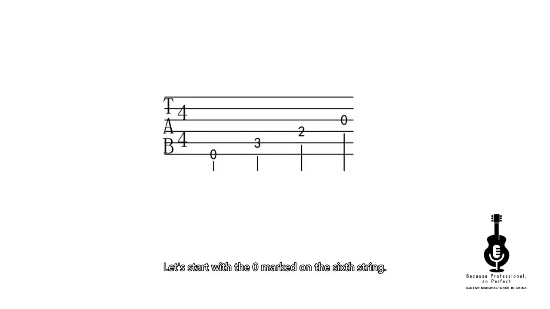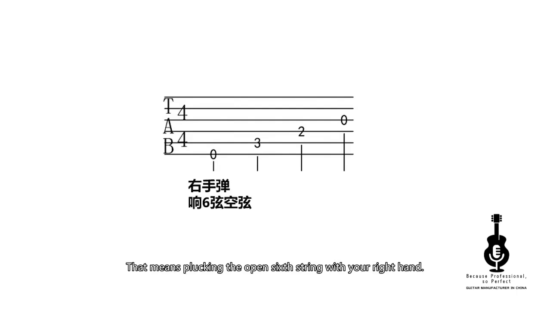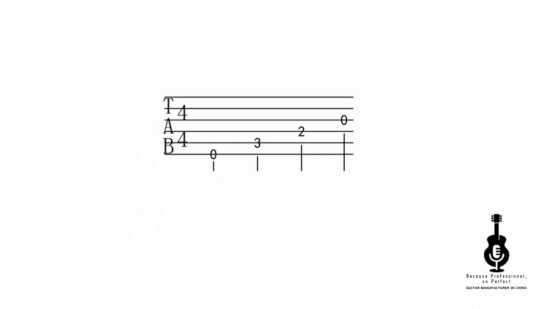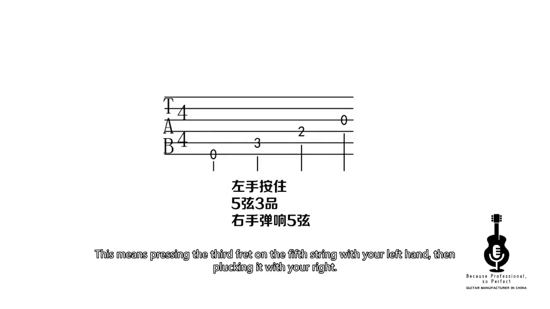Let's start with the 0 marked on the 6th string. That means plucking the open 6th string with your right hand. The 3 is marked on the 5th string. This means pressing the 3rd fret on the 5th string with your left hand, then plucking it with your right.